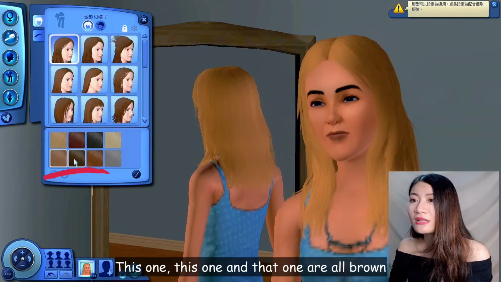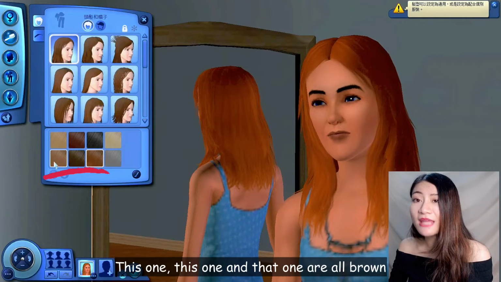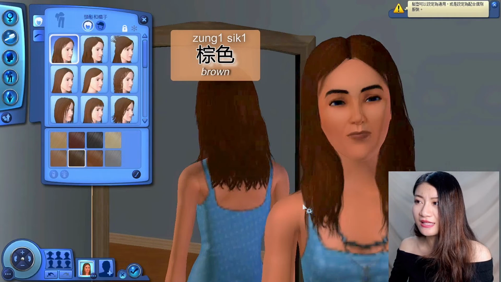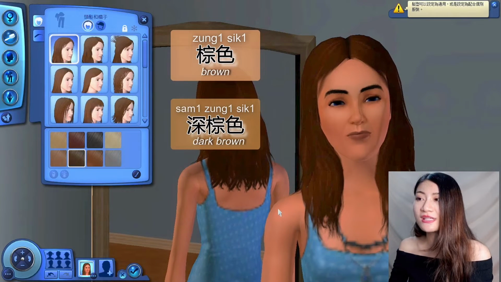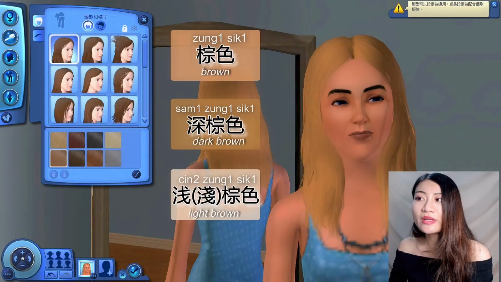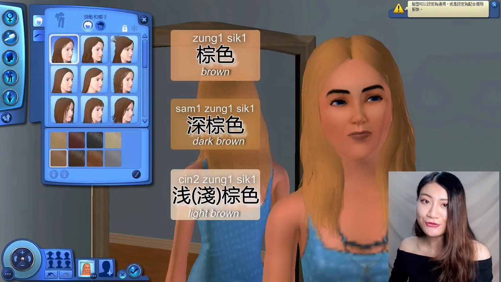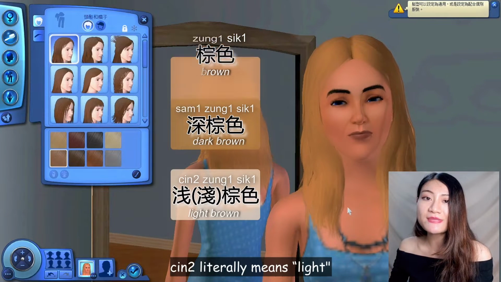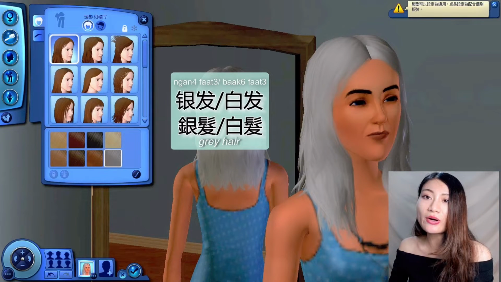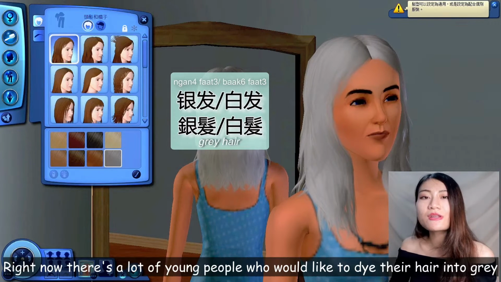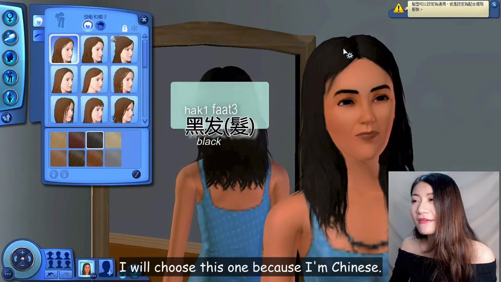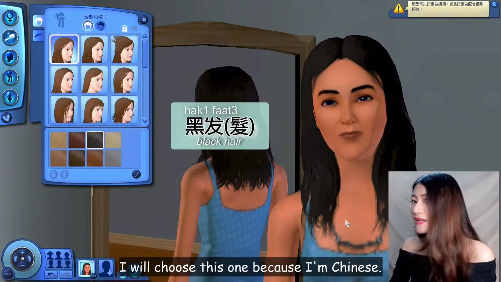And this one, all of them, that is 棕色, brown. And this is 深棕色, the dark brown, 深 dark. And this one is 淺棕色, 淺 literally means light. And the last one, that is 銀色 or 白色. Right now there are lots of young people who like to dye their hair 銀色. I will choose this one, 黑色, because I'm Chinese.